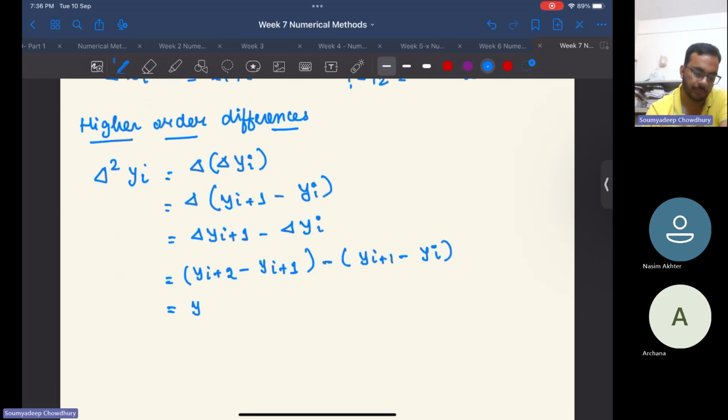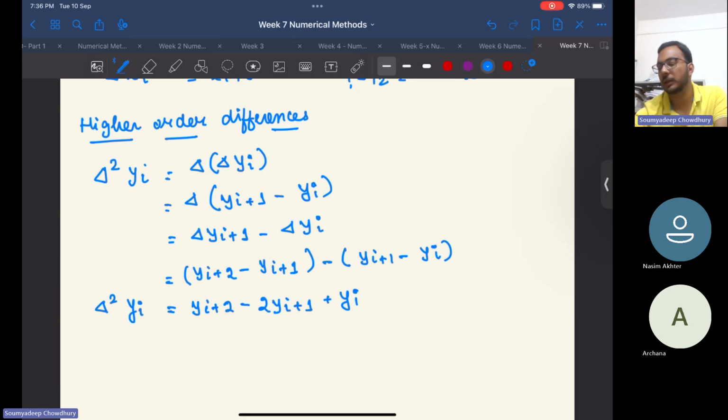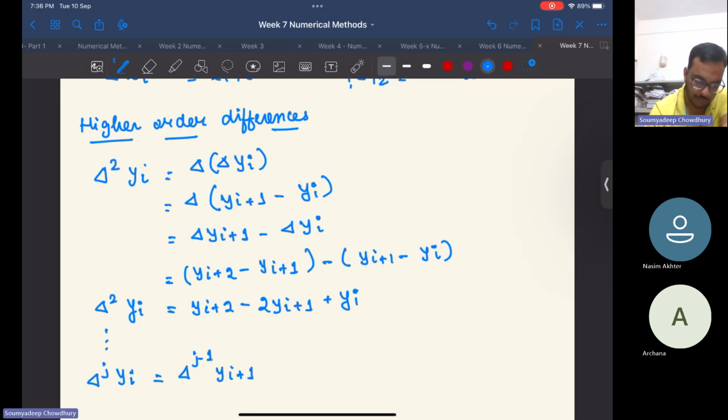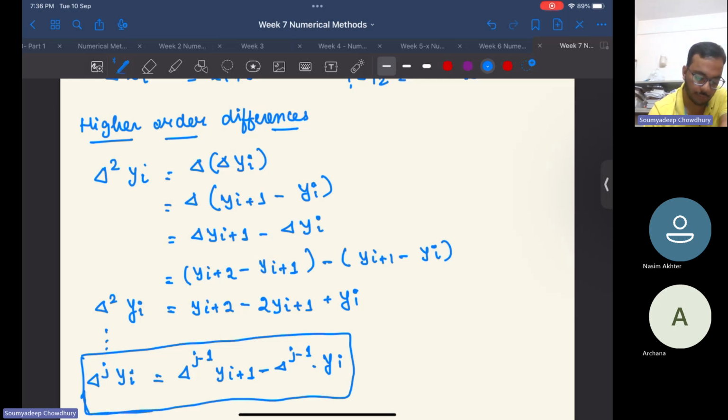So it is basically delta square yi, of order 2. This is the second order difference of y. If we try to generalize, the jth order difference of yi will be delta of j minus 1 of yi plus 1 minus delta of j minus 1 of yi. This is the general formula. You don't need to remember it, you can just compute every step. This is the general formula for the jth order forward difference of y.